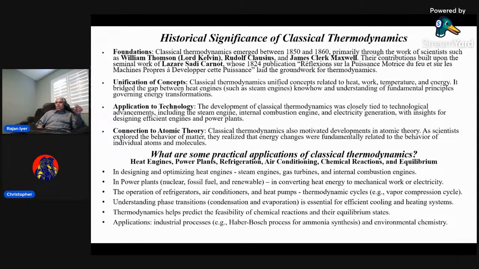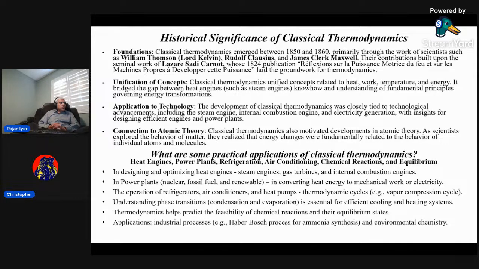Even now, in cars, in all the vehicles or transportation systems, and electricity generation, as we know, from coal-fired furnaces, electricity had been generated that way until hydroelectric aspects came into being a little later. So they also give insights into the design variables to design efficient engines and power plants, which form the crux of the application.